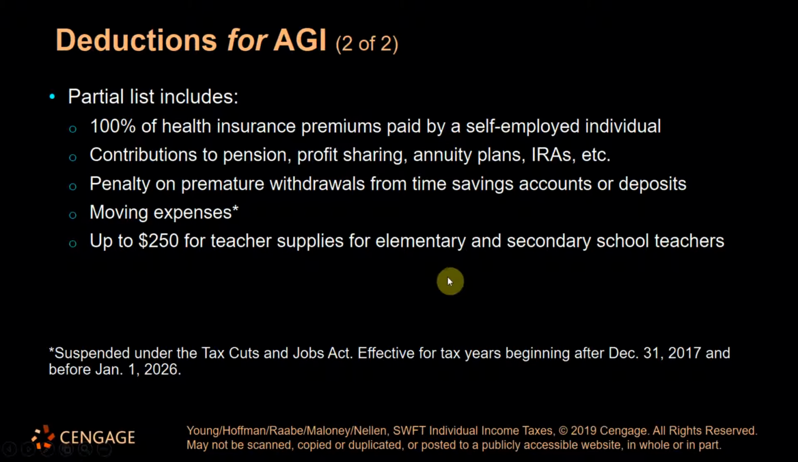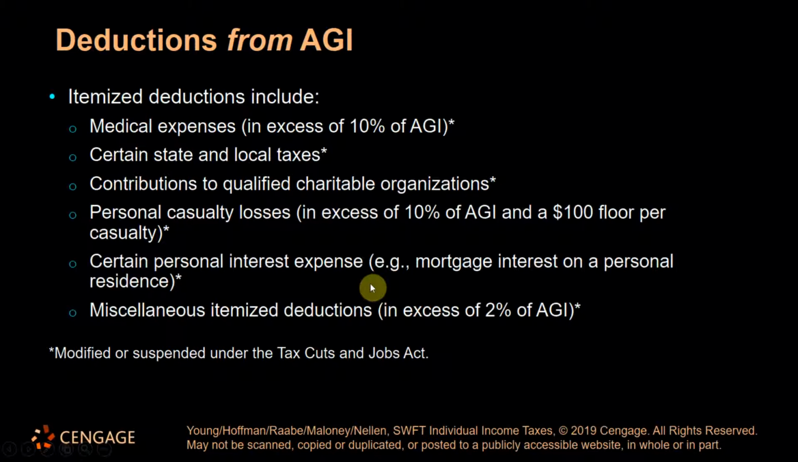Contributions to IRAs, for example, traditional IRAs are deductible subject to limitations, especially if the taxpayer has an employer-sponsored pension. There are certain limitations there for traditional IRAs. Moving expenses only apply now to military personnel. That can be deducted for AGI, and up to $250 of teaching costs that the teacher incurred on behalf of their students for elementary and secondary education. Just to name a few.